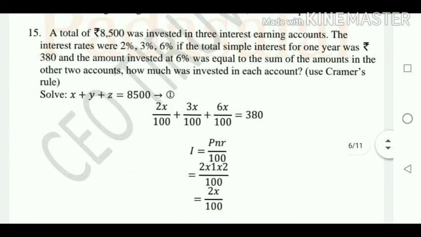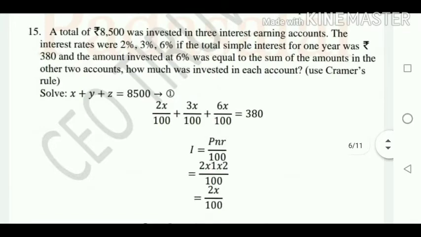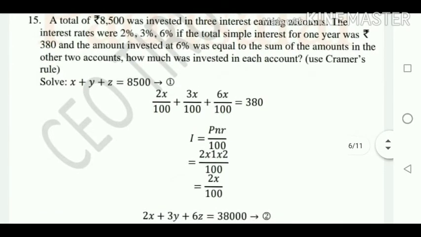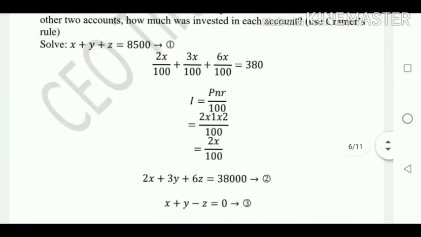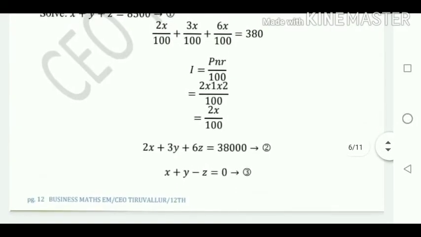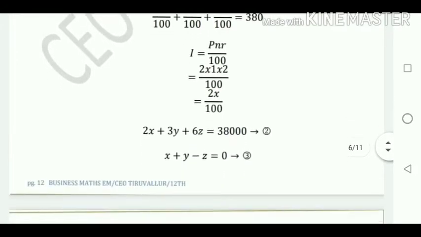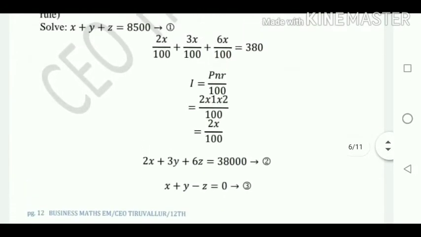So the next condition says that the amount invested at 6% was equal to the sum of the amounts in the other two accounts. So by using this we are finding the equations 2x plus 3y plus 6z equal to 38,000 and x plus y minus z equal to 0.